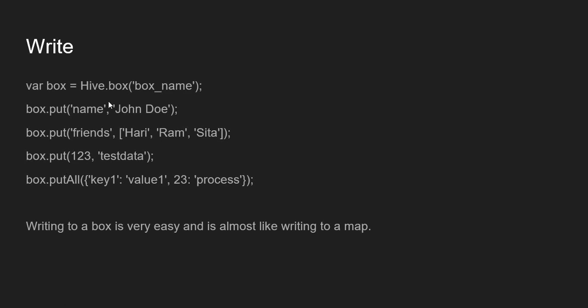And writing means we are adding the data. That means first we open the box, find the box, and then we put the value in a key, and this is the value. That means we store the name, John Doe, and we put the friends as Hari, Ram, Sita. We can add any sorts of data, that means string or array or map or numbers. And as you can see, this is an array, this is a number, and this is the map data.